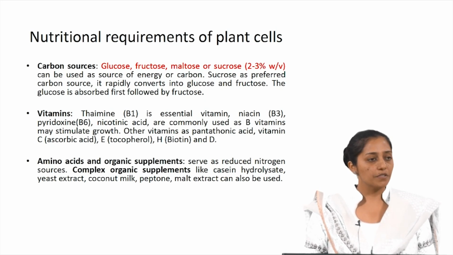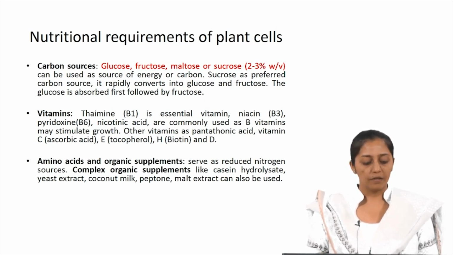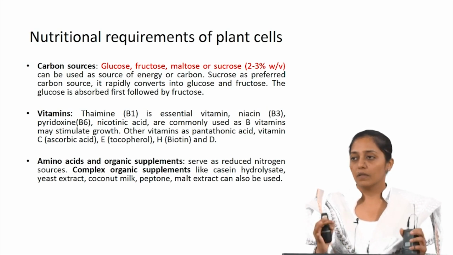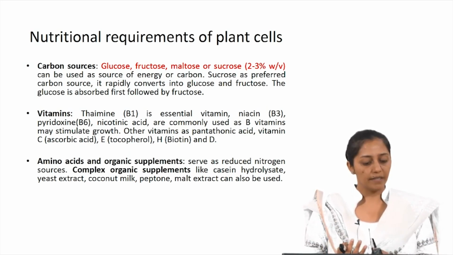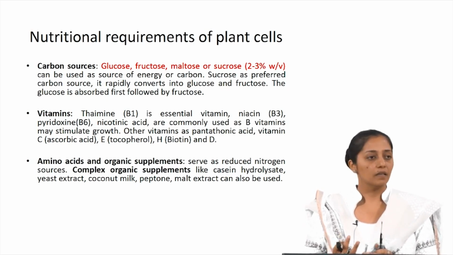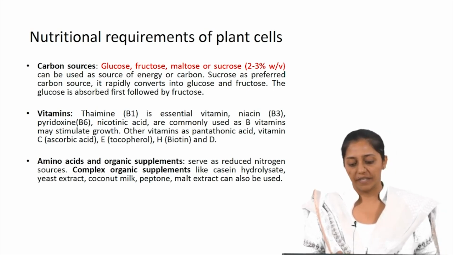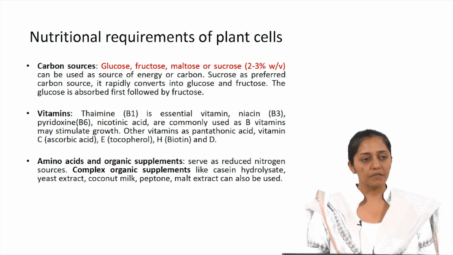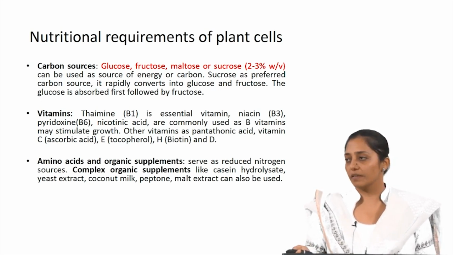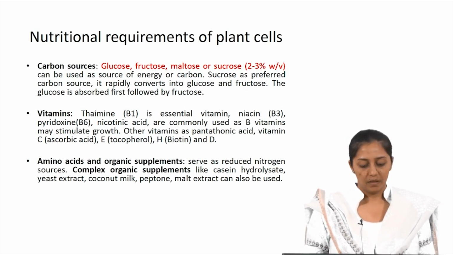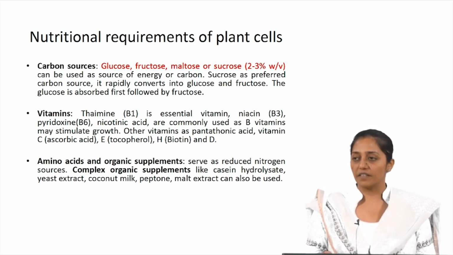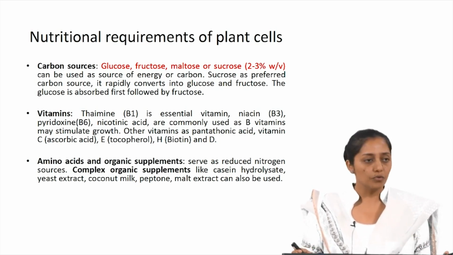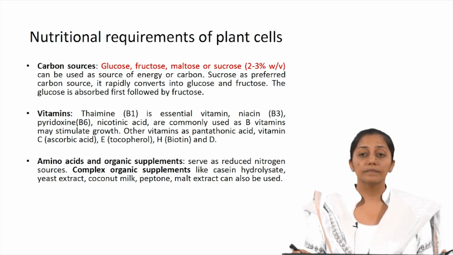Now, vitamins for example, thiamine is essential vitamin, then vitamin B3, pyridoxine. So, as I said, the vitamins which are included in the media include pyridoxine, nicotinic acid, niacin, and thiamine, which are called B vitamins to induce the growth. Other vitamins which might be added depending on the species or the objective are vitamin C, D and E. So, amino acids and organic supplements, they serve as reduced nitrogen. Complex organic supplements like casein hydrolysate, then yeast extract, coconut milk, they are till date being used as complex nitrogen sources.